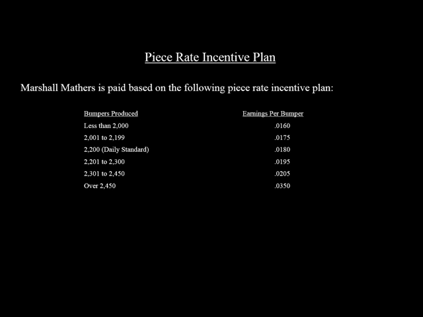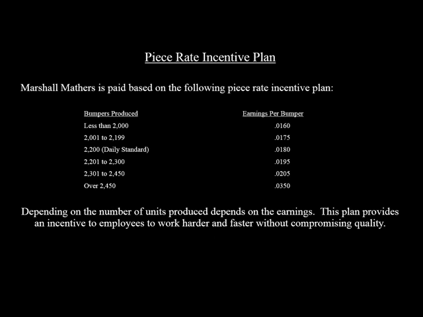For 2,201 to 2,300 bumpers produced, he is paid .09195. For 2,301 to 2,450 bumpers produced, he is paid .0205. And for any bumpers over 2,450, he is paid .035 per bumper. Depending on the number of units produced, depends on the earnings. This plan provides an incentive to employees to work harder and faster without compromising quality.